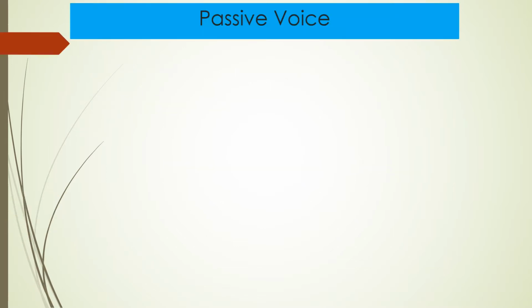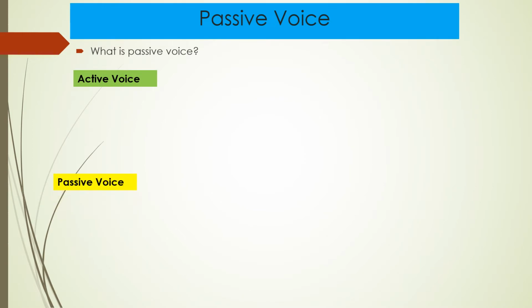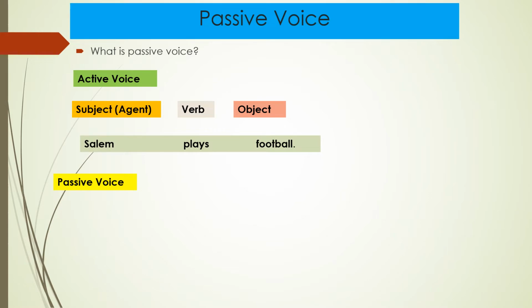Now, what do we mean by passive voice? In English, we have two kinds of voice. We have the active voice and the passive voice. In active voice, the sentence usually starts with the subject, then the verb, and then the object. For example, Salim plays football.